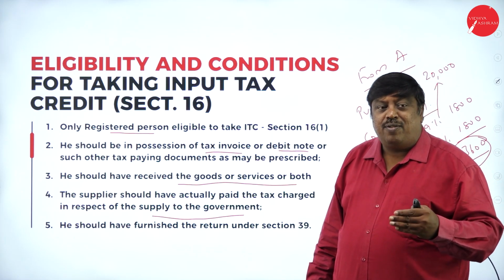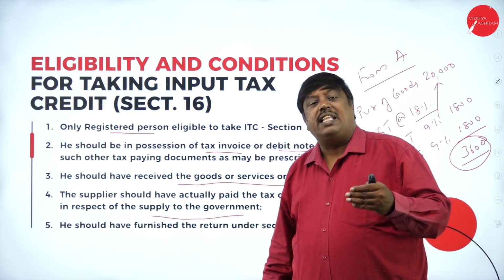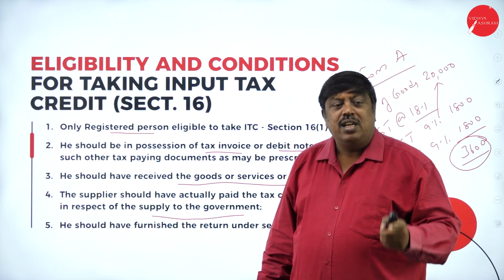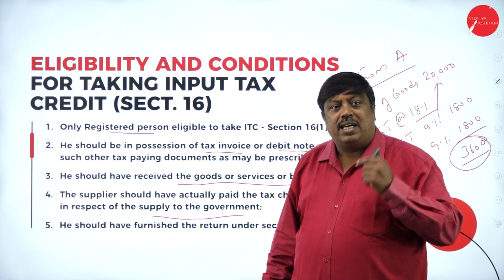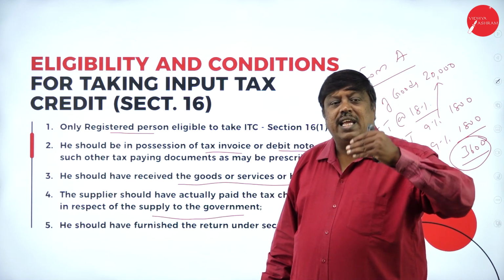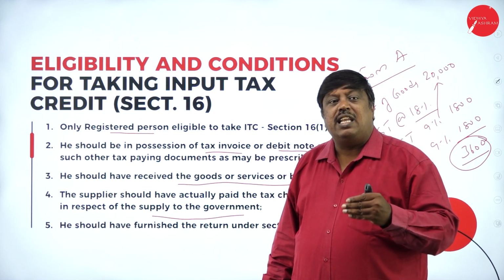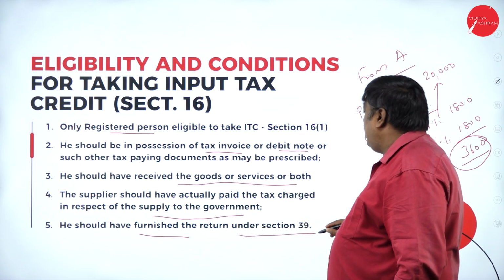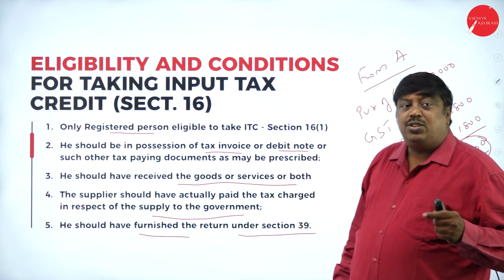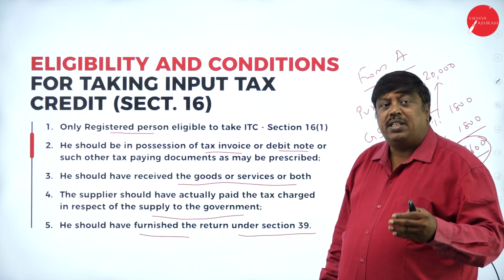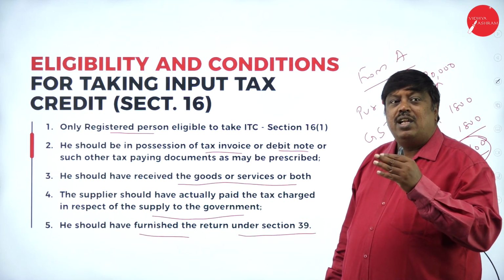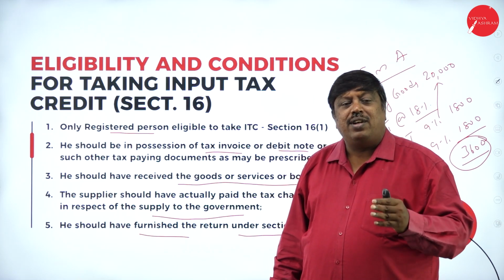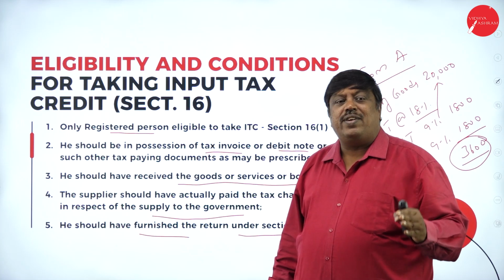So we should be very careful whether the amount whatever we have paid at the time of acquisition, the supplier or the service provider pays the GST collected from us to the government. Then we are eligible to claim that as the input tax credit benefit. He should have furnished the return under section 39. Means he has to file the returns as per section 39 of the GST Act 2017, as per the norms, and then only we are eligible to claim any benefit under input tax credit.